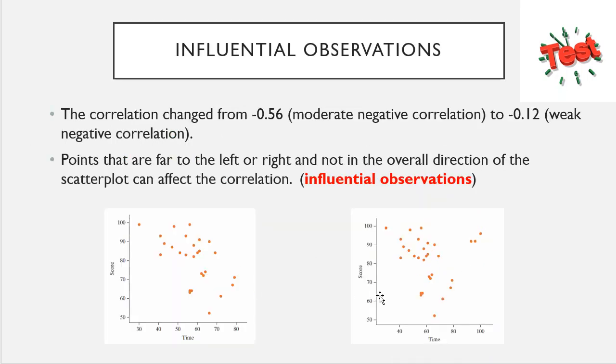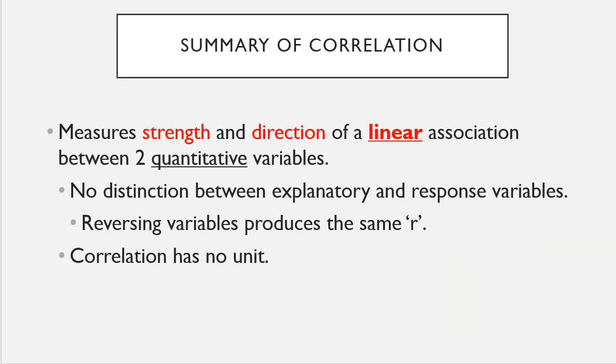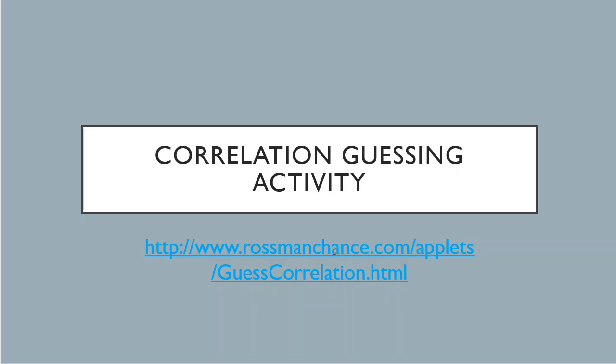So we call those influential. I think this one has a -0.56, and this one has a -0.12. So still down, but not nearly as strong. That's something to pay attention to. To summarize, the correlation measures the strength and direction of a linear association. And there is a website here, which I can link in the learning guide for you, as a way to test your knowledge of correlation.